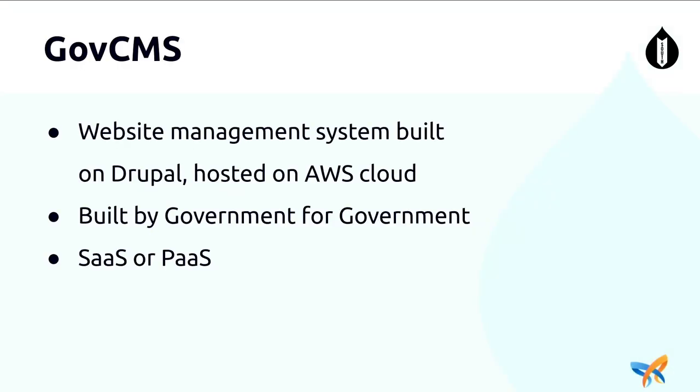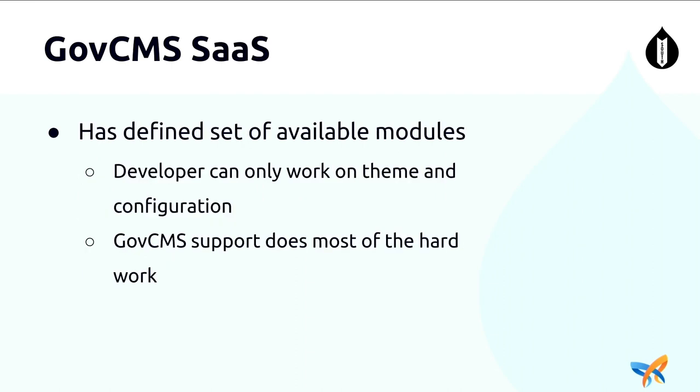So quickly, the basics. GovCMS is a website management system built on Drupal, hosted on AWS with Lagoon. It's built by government for government, and they offer two different versions. One is PaaS, platform as a service, where you can do whatever you like with your website, or SaaS, software as a service. This is the version I'm talking about.